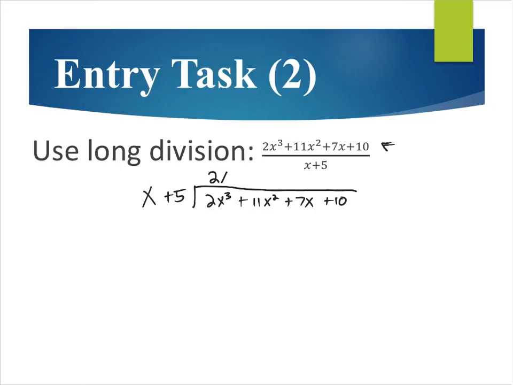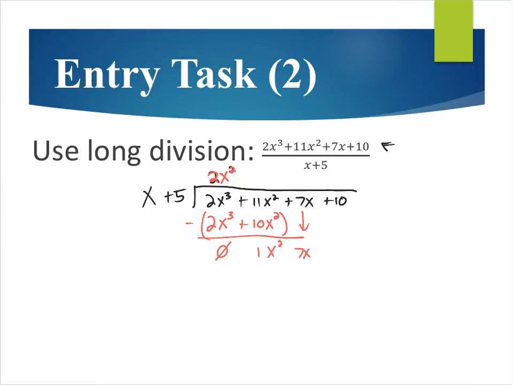2x squared. Maybe I should do this in a different color. 2x squared, because 2x squared times x is 2x to the power of 3, and 2 times 5 is 10x squared. I subtract: 2x cubed minus 2x cubed is 0. 11x squared minus 10x squared is 1x squared. And I bring the next thing down.